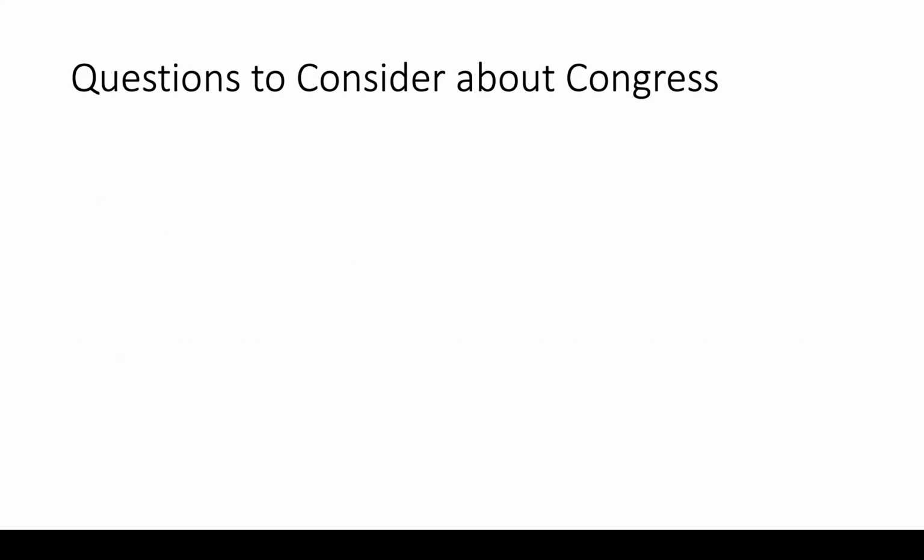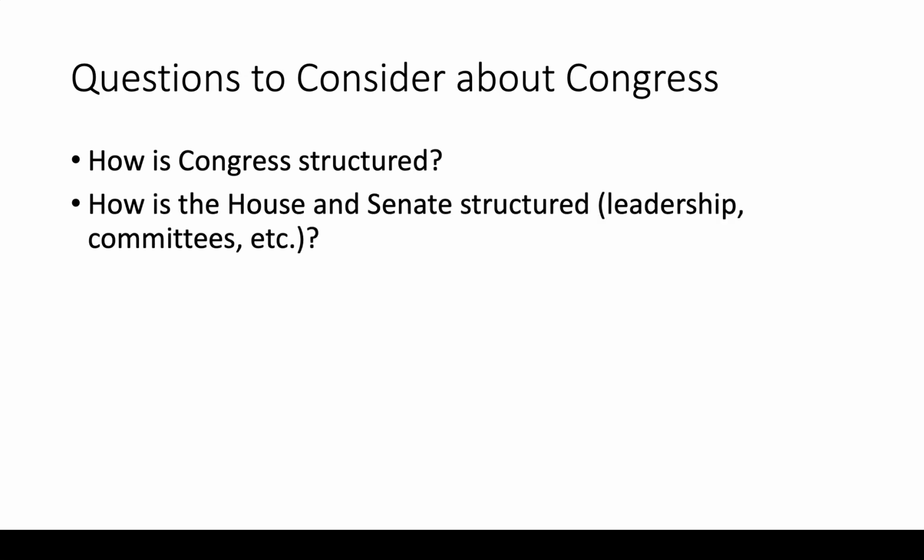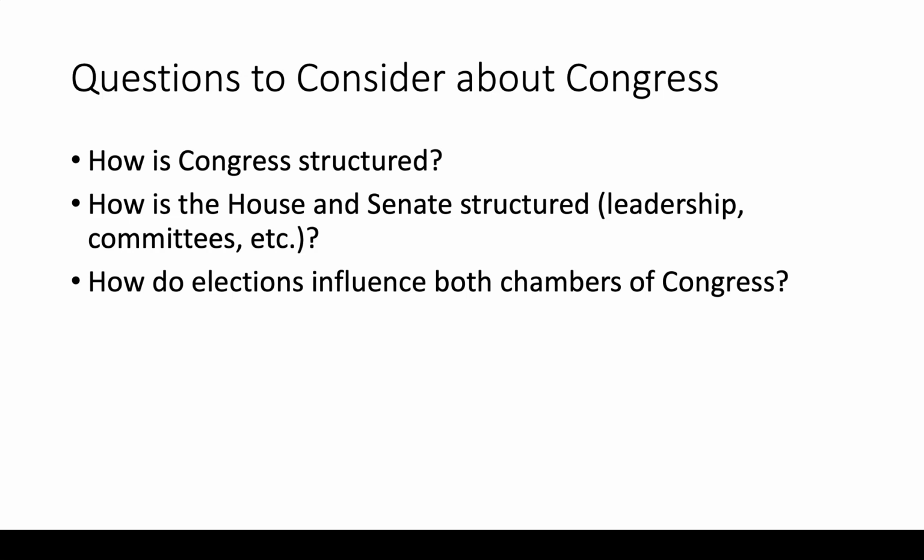So some questions to consider about Congress specifically. As you're reading Chapter 11, and I'll be putting again these questions into Blackboard, but think about how Congress is structured. It is a very unique system by which we divide up legislative power, but then internally, within the House and the Senate, how are they structured? What is the leadership like? What are committees like? How do elections influence both chambers of Congress?